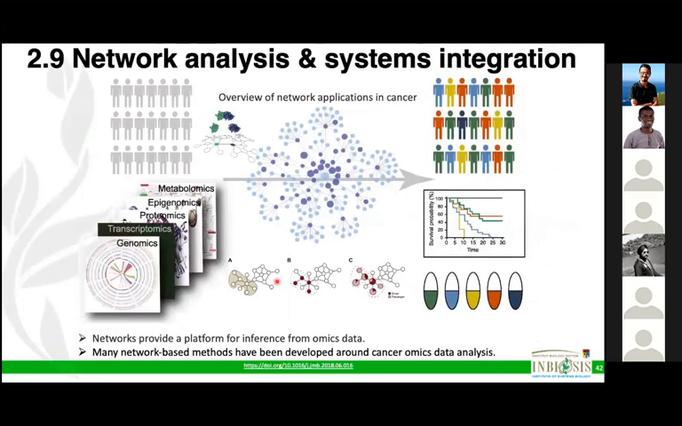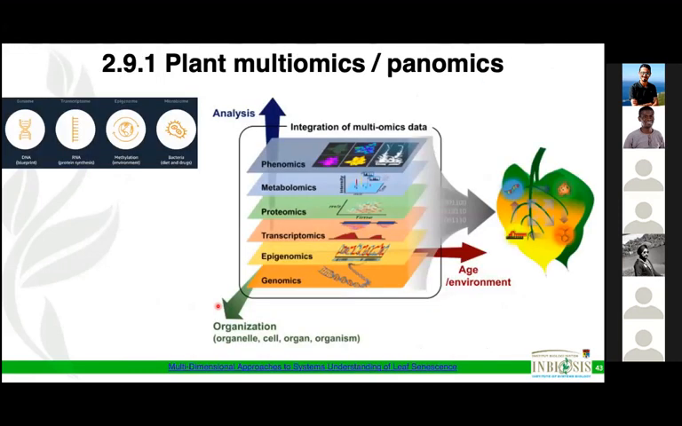Okay. So number 9 will be system integration based on network analysis. It provides a platform for inference across different omics data. Many network methods have been developed, mostly for cancer, but also for plants as well. But still, compared to cancer study, I think it's still lacking on the plant side. For plant multiomics, also known as panomics, they deal with the integration of multi-omics data, for example, to study leaf senescence in this case, or pathogen effects.